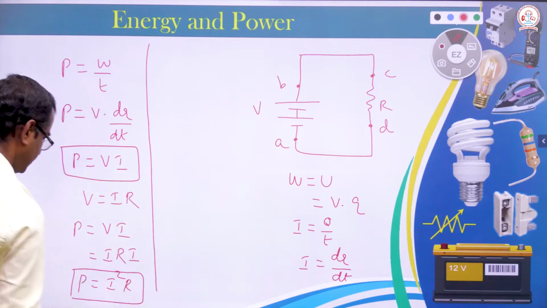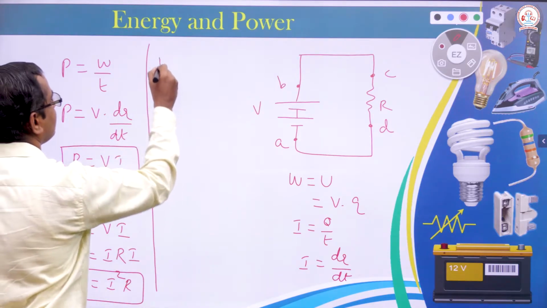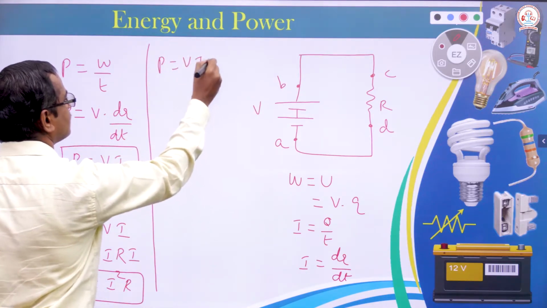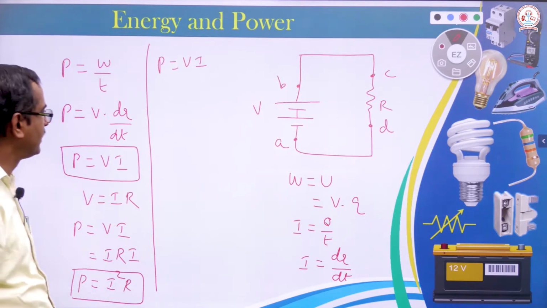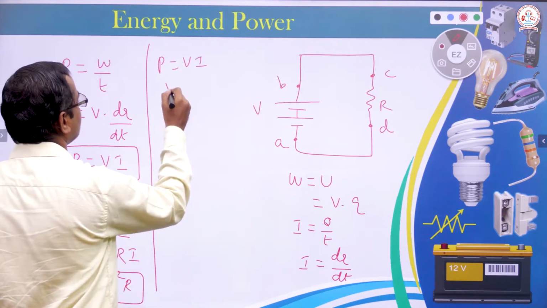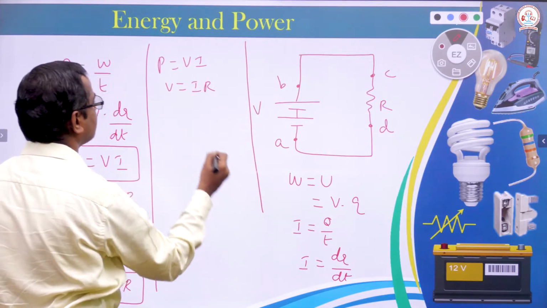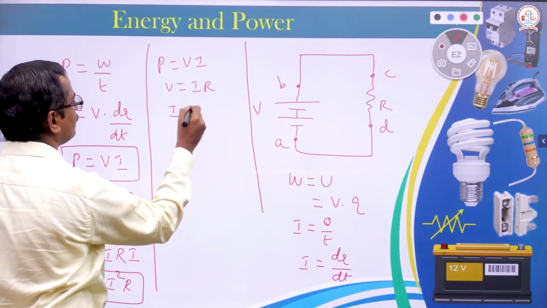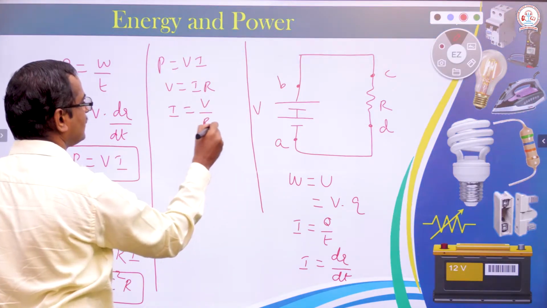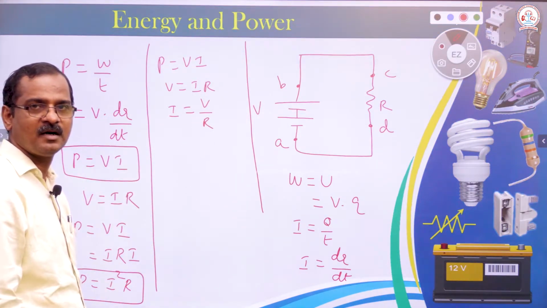Okay, and we have power P equal to voltage into current. Ohm's law is V equal to I into R. Current I is equal to V divided by R.